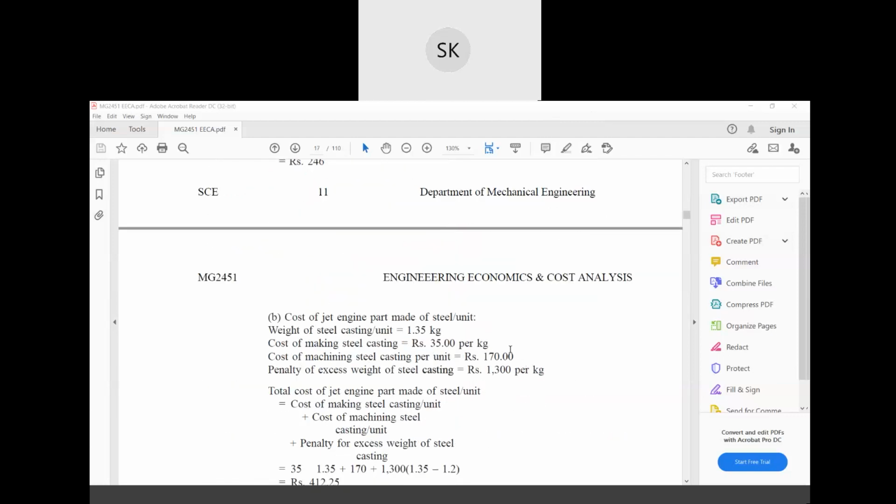And if you see the cost of the jet engine part made of steel per unit, they have all been given.